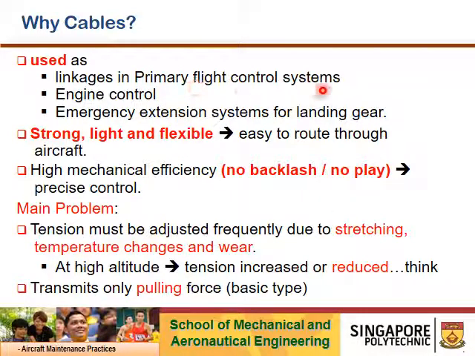Why do we use cables? Cables are used as linkages in primary flight control systems, which are aileron, rudder, and elevators. They are also used as engine control or emergency extension system for landing gear. Cables are strong, light, and flexible, thus making it easy to route through aircraft. It also has a high mechanical efficiency with minimum backlash or no play that gives you precise control.